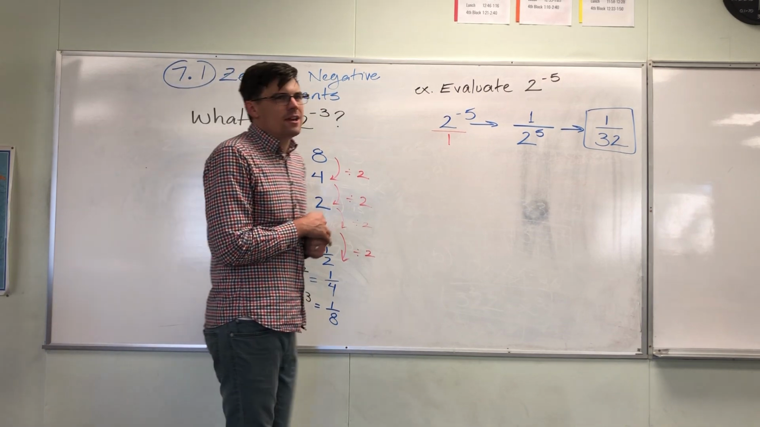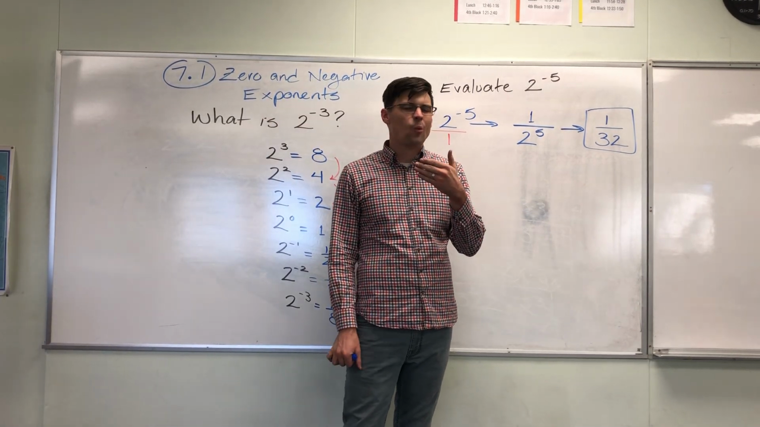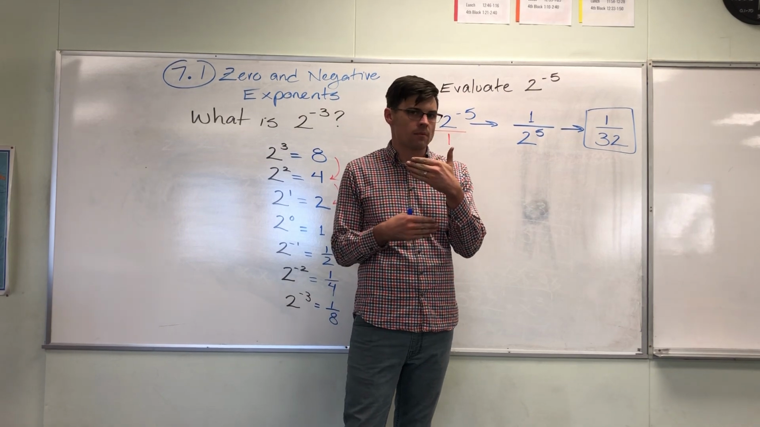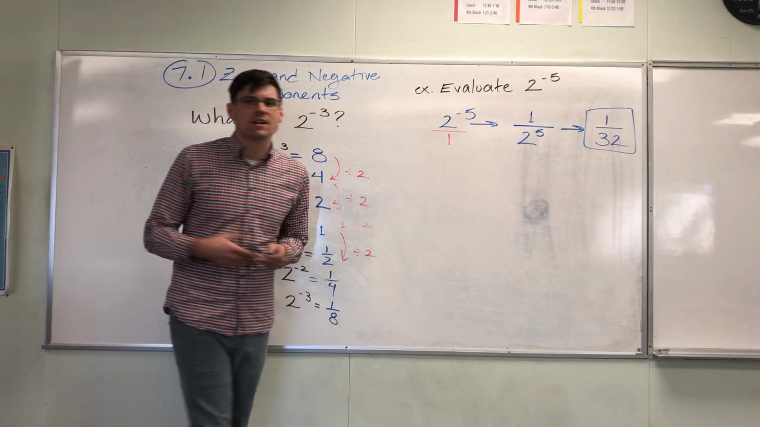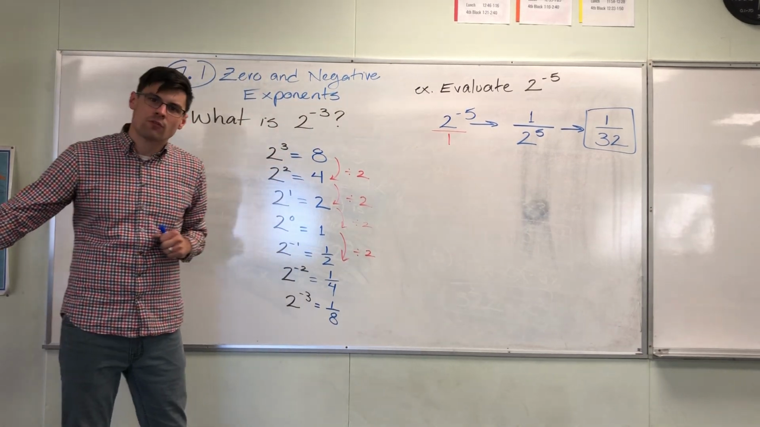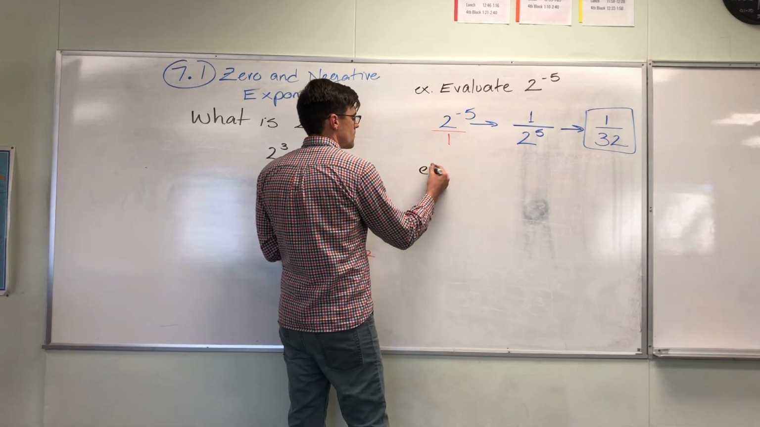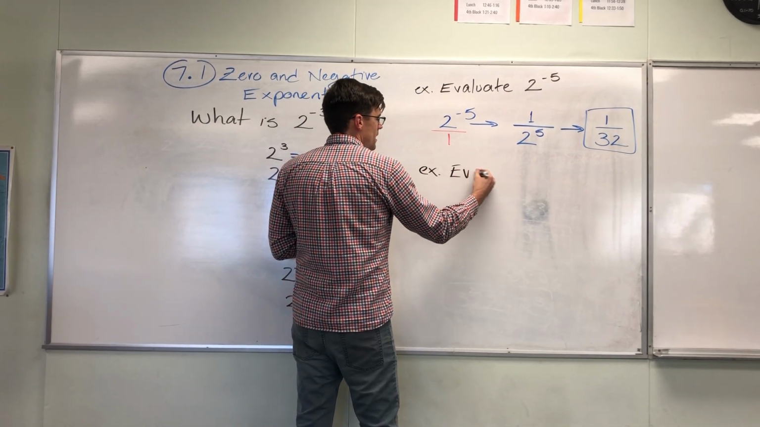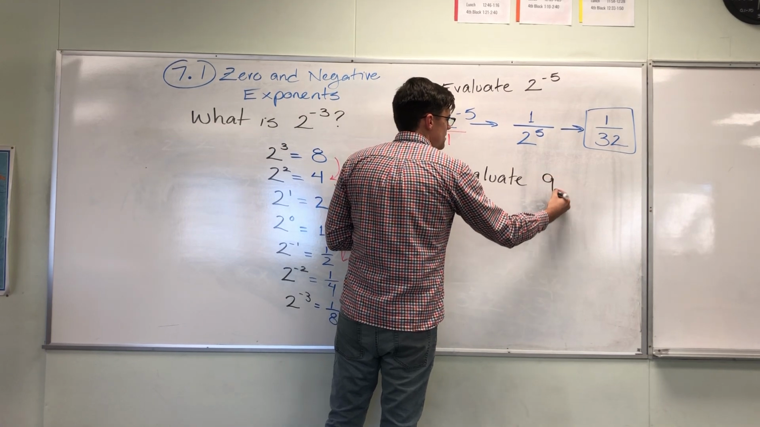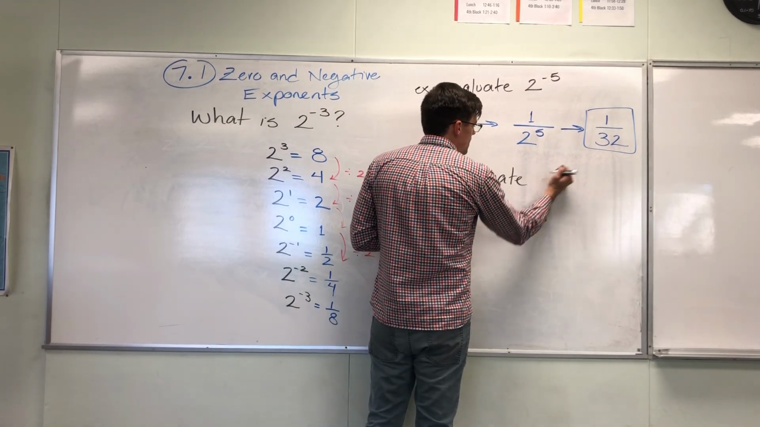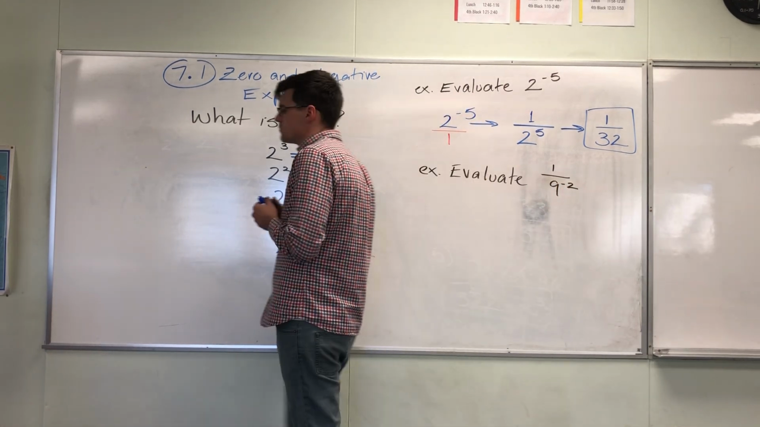Now you might have been thinking, he's saying move it across the fraction bar. Why doesn't he just say move it to the bottom? Well, it's because it depends on where it starts. If the expression starts in the bottom of the fraction, then we move it to the top. So let's say we wanted to evaluate 1 over 9 to the power of negative 2.